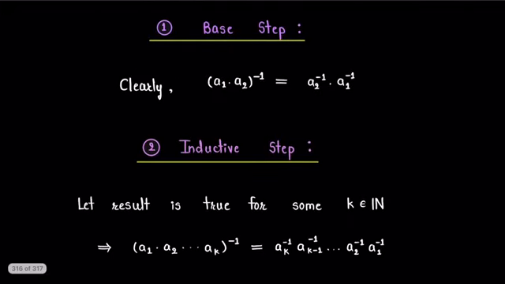Now in the base step, clearly we have the inverse of a1, a2 will be a2 inverse dot a1 inverse. This follows through the socks-shoes property in a group. Now in the inductive step, we are going to assume that the result is true for some natural number k, that is, the inverse of a1, a2 up to so on ak will be ak inverse, ak minus 1 inverse up to so on a2 inverse and a1 inverse.